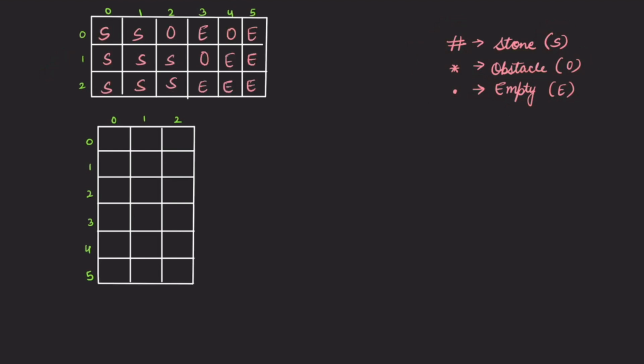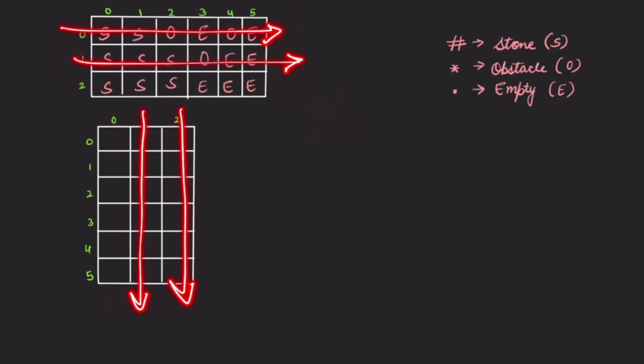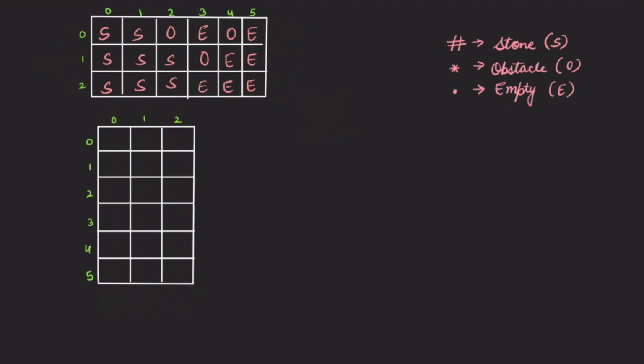If you see, when we rotate this matrix by 90 degrees clockwise, the first row will become the last column, the second row will become the second last column, and the last row will become the first column. So that is what will happen when we rotate it by 90 degrees.